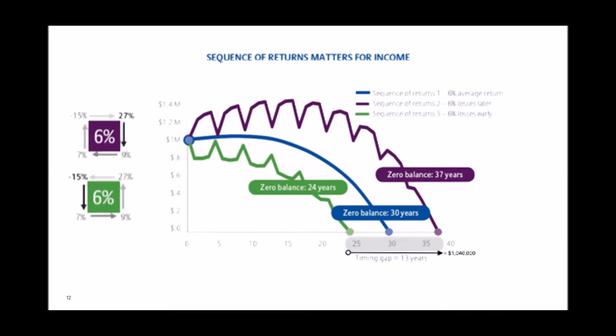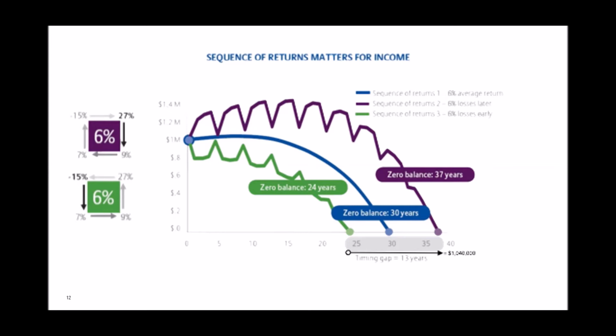What this graphic is showing is 3 separate portfolios. They're all averaging 6%. It's basically saying I've got a 6% average return in a worst case scenario, that worst case being a 4-year cycle, the first year being minus 15%, second year being +7, third year being +9, and the fourth year being +27. And it's just going to continue in that 4-year cycle.